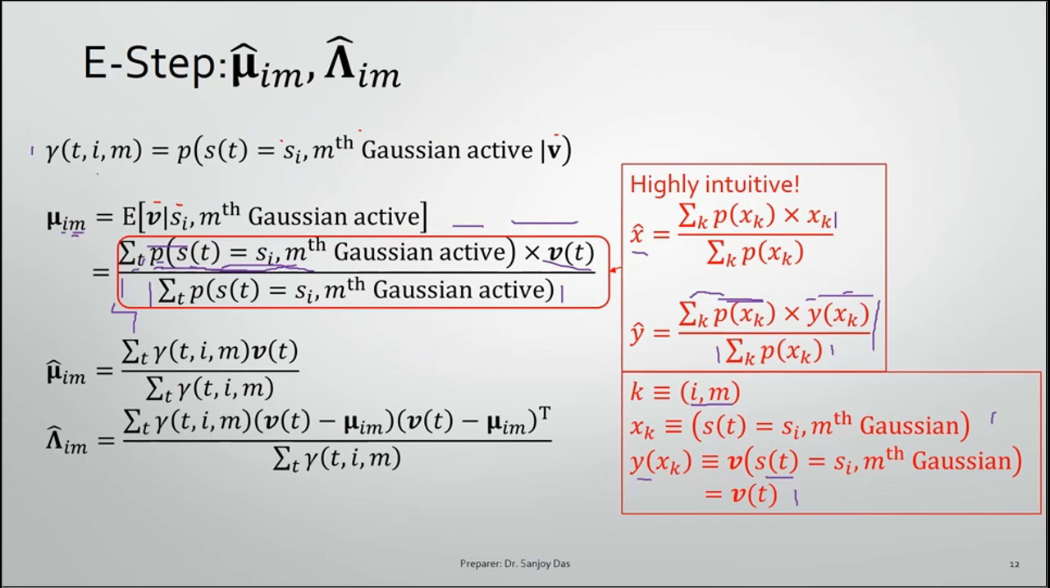And the lambda im estimate is obtained in a very similar manner. All I'm doing is replacing v of t with vt minus mu im times vt minus mu im transpose. And that gives me lambda sub im.